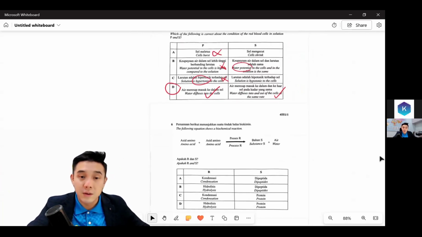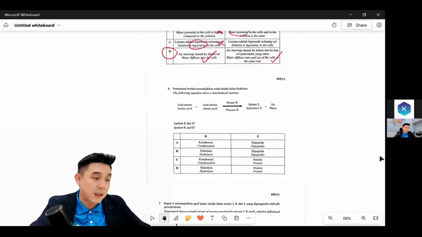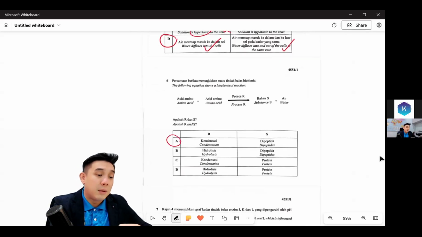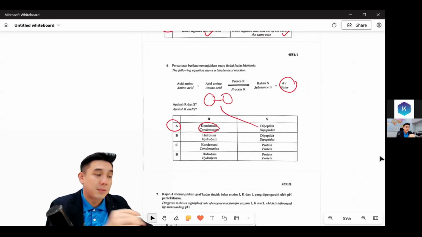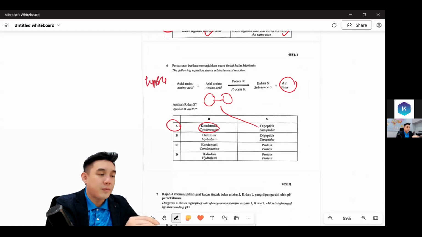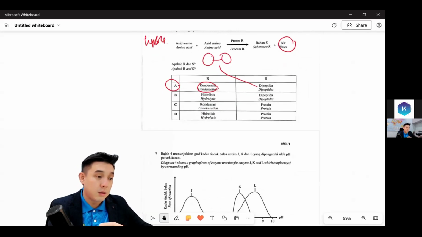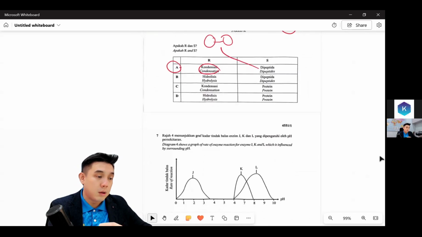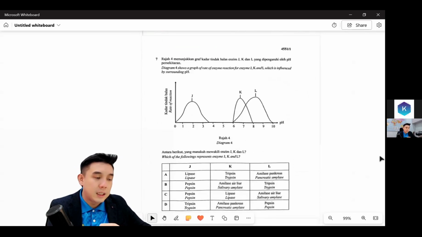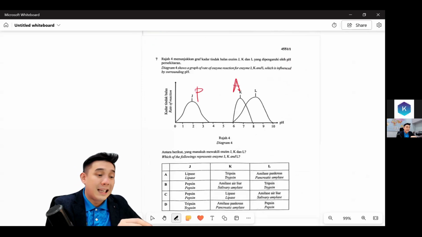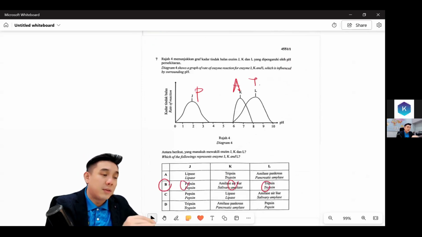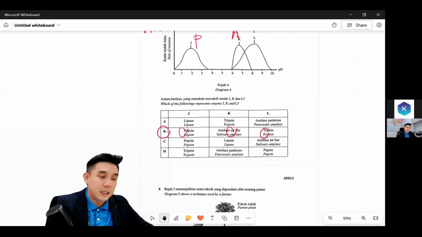Okay, number six. Very easy. Answer is A, because condensation will always form water at the end, and two amino acids form a dipeptide. Number seven, this is the PAT that I keep telling you all about. PAT: pepsin, amylase, and trypsin. Answer is B. Guys, answer is B.